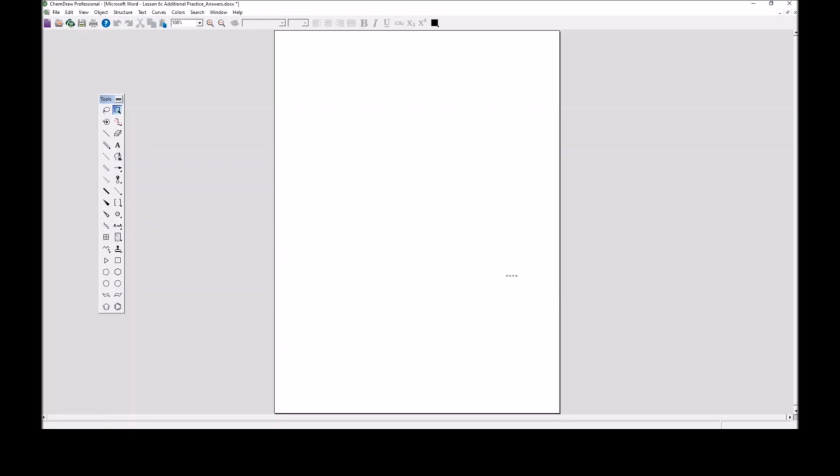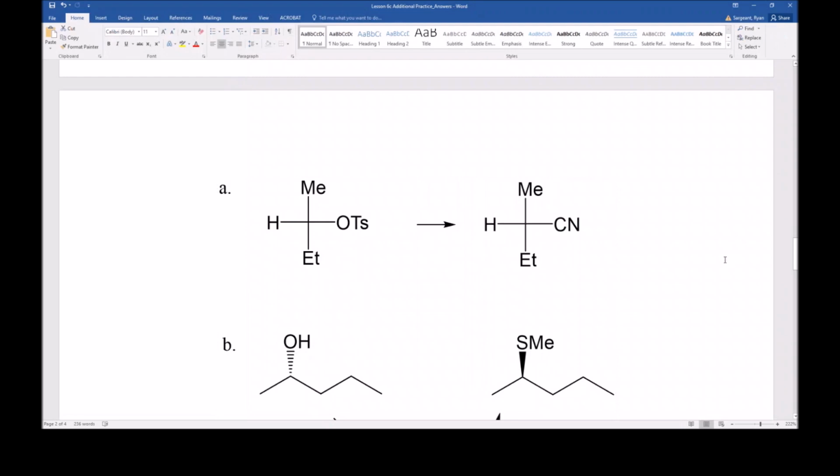Now, where'd it go? Shoot. Well, let's try that again.